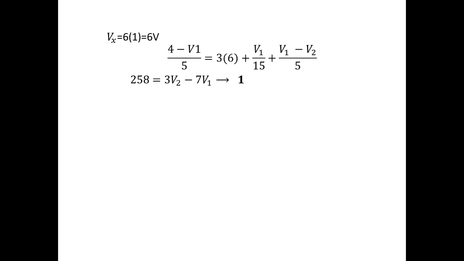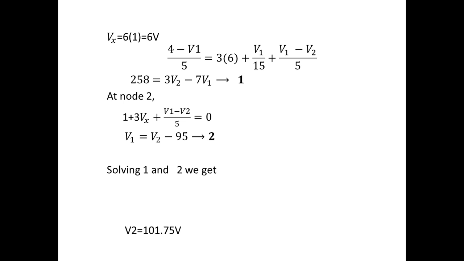So similarly, applying the nodal analysis at the node 2, we get 1 plus 3Vx plus (V1 minus V2) by 5 is equal to 0. Similarly, substituting the value of Vx in this equation, we get V1 is equal to V2 minus 95. So let us consider this as a second equation. On solving the first and the second equation, we get V2 is equal to 101.75 volts.